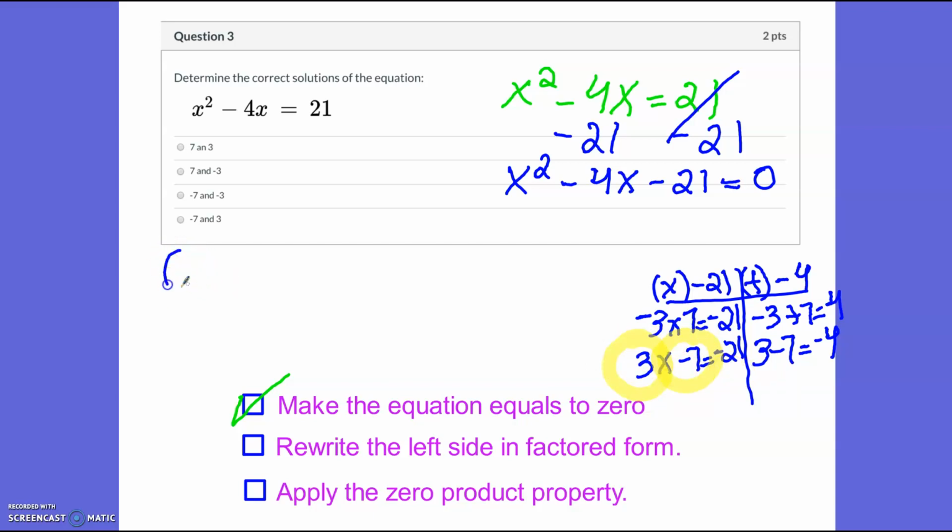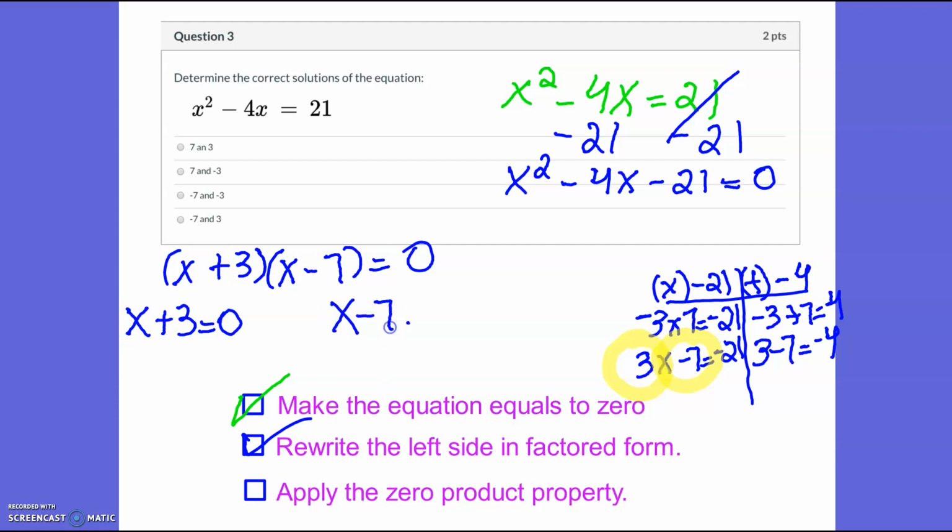So now I'm going to write the equation in factor form. And I have x plus 3 and x minus 7. Now I need to do the zero property to find the values for x. x plus 3 equals 0 and x minus 7 equals 0. So I need to cancel 3 because I need x by itself. So I'm going to subtract 3 from both sides. So now I have x equals negative 3.